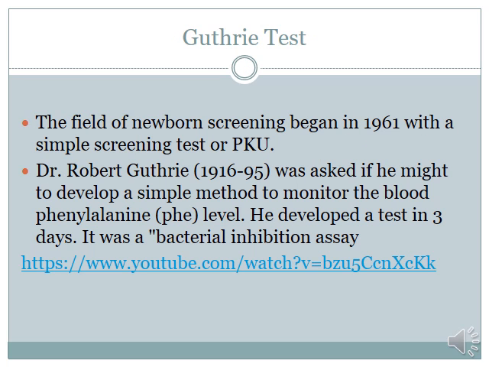The Guthrie test. The field of newborn screening began in 1961 with a simple screening test for PKU. Dr. Robert Guthrie, who lived 1916 to 1995, was asked if he might be able to develop a simple method to monitor the blood phenylalanine level. He developed a test in 3 days. It was a bacterial inhibition assay.